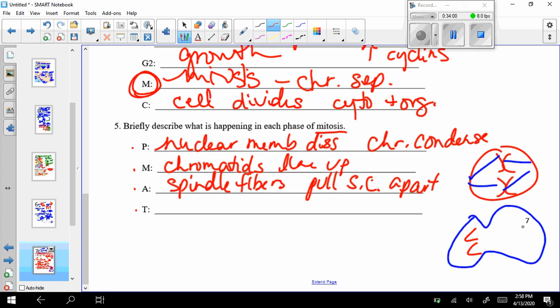You got this half, you got this half, and here's my blue spindle fibers that shortened and pulled them to the opposite sides. And then telophase, the cell separates. So we usually say that telophase and cytokinesis happen together, and it allows us to do this final step so that you have two resulting cells.